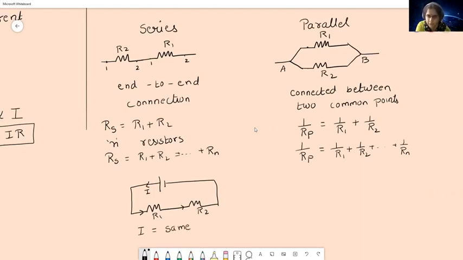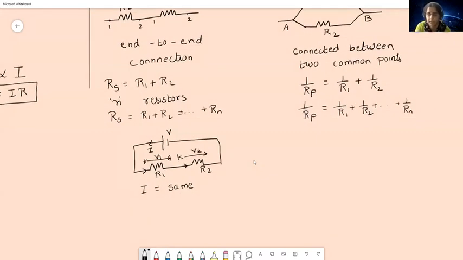Now this battery offers a voltage, say V. But what about the voltage across R1 and R2? That is not going to be V, that is going to be different. The voltage across R1 is going to be V1, and the voltage across R2 is going to be V2. So here the current will be the same through R1 and R2, but the voltage is going to be different.